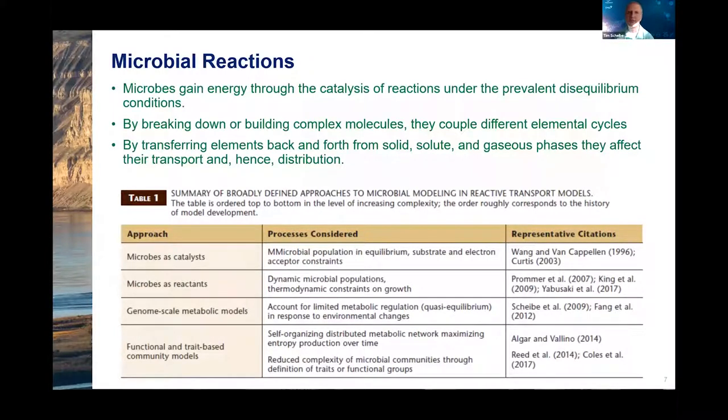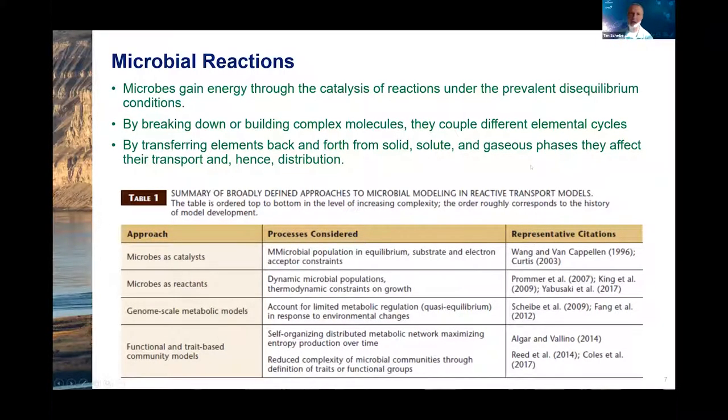Now, there are many different kinds of reactions that can occur in environmental systems, and some of those are abiotic reactions. For example, interaction of solutes with mineral surfaces: sorption, desorption, surface complexation reactions. You can also have aqueous speciation reactions, where the various molecules are interacting in an abiotic context. But we also have microbes in our systems, and those microbes can gain energy by catalyzing reactions to move things closer towards equilibrium conditions. And they do that by breaking down or building complex molecules. And in so doing, they couple a variety of elemental cycles, including carbon, nitrogen, phosphorus, sulfur, iron, and many others. And by transferring these elements back and forth among various phases, solid, liquid, solute, and gaseous phases, they affect their physical transport and therefore their spatial distribution.